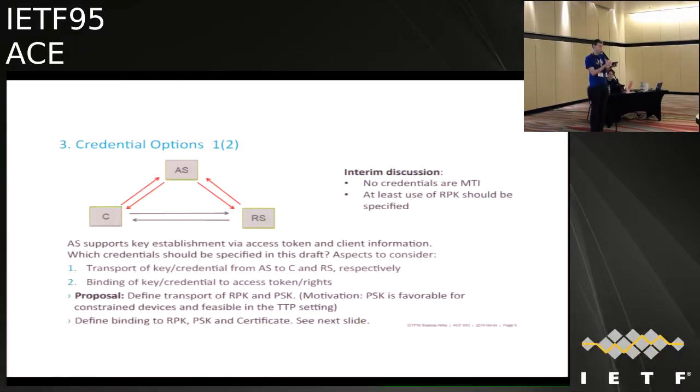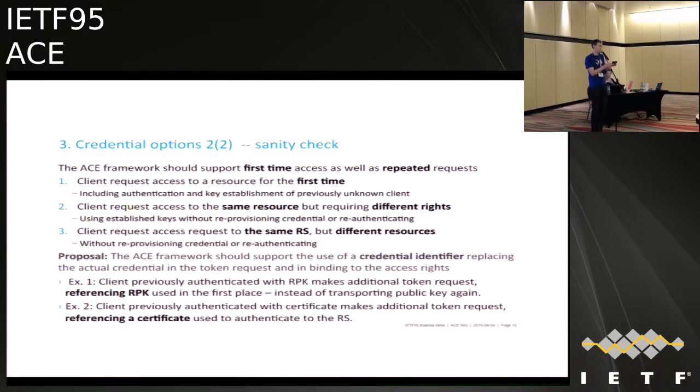Next slide, please. So for the credentials, there is one sanity check which we haven't done so far. This is a new aspect which we haven't discussed before. That's why I have tried to highlight this slide with text. So basically, we are looking at the first time the client accesses the resource server. But we also need to consider in more detail what happens if a client accesses the same RS but with different resources. I mean, this is an obvious extension, but we don't want to repeat the credential provisioning, and we want to maintain the binding of the credential to the access rights or an extension of the access rights.